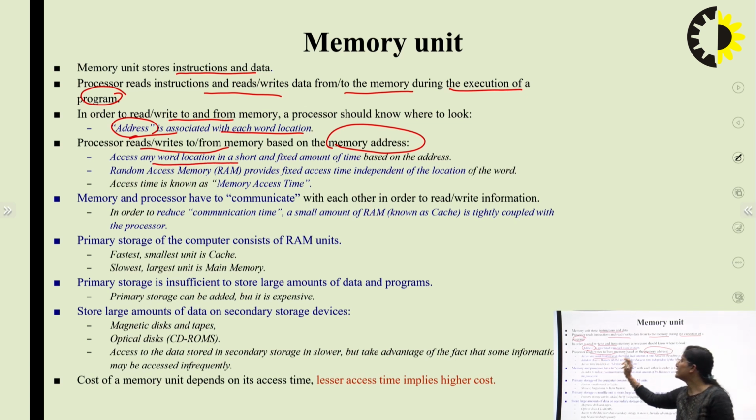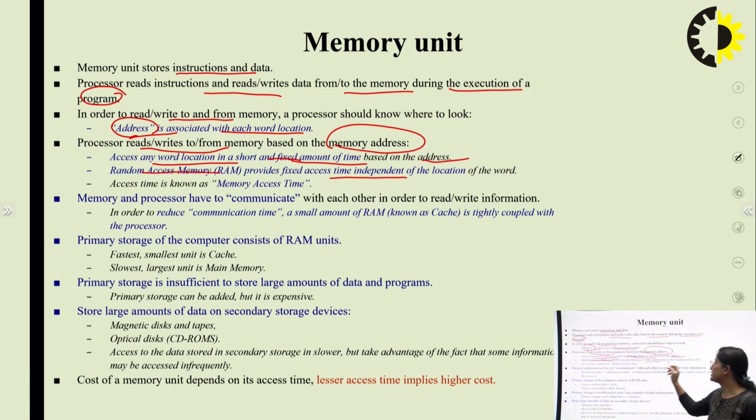You have to access any word location in a short and fixed amount of time based on the address. It is like going to your friend's place. If you don't have an address, how will you reach there? First you have to find that address, then only can you reach. So if you have an address, then in a fixed and very short amount of time, you will reach that location in memory and access or store the data. Second is random access memory, because it provides fixed access time.